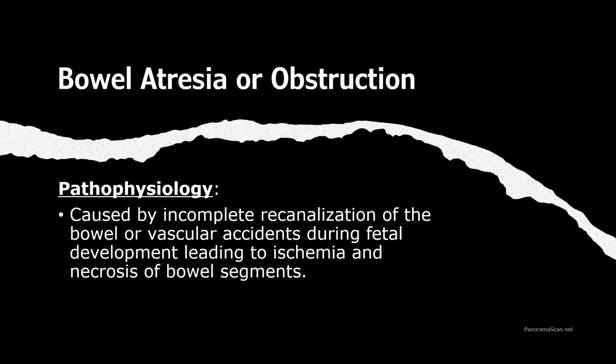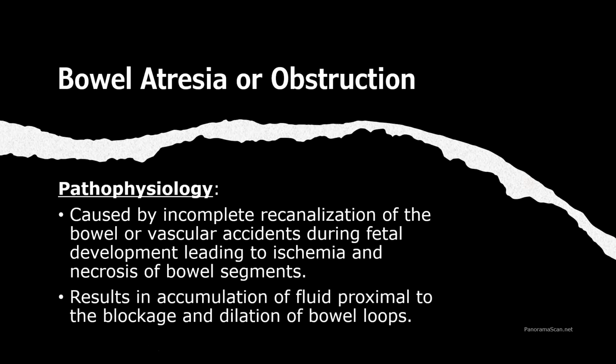The second is vascular accidents. A disruption in fetal blood supply can lead to ischemia and necrosis of a bowel segment, resulting in atresia. This is particularly common in jejunoileal atresia. As a result, fluid accumulates proximal to the obstruction, leading to dilated bowel loops visible on ultrasound. The severity of dilatation depends on the level of obstruction and whether peristalsis is still present. Understanding the pathophysiology of atresia helps in predicting complications and planning for postnatal management.